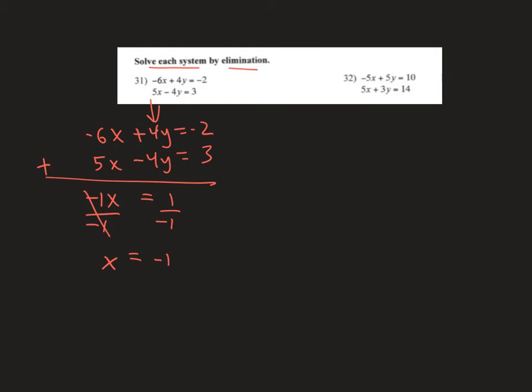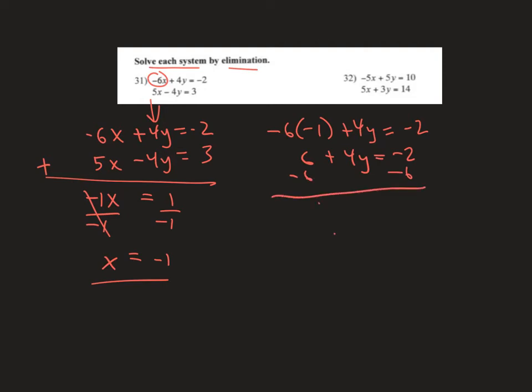Now we need to take that value of negative 1 and solve for y. So what I do is I put negative 1 in for x in my first equation, just because I chose the first equation. I could use either one. Negative 6 times negative 1 is positive 6 plus 4y equals negative 2. Subtract 6 from both sides because I'm trying to isolate y, and I'm going to get 4y equals negative 8. Divide by 4 on both sides, and I get y is equal to negative 2. So the solution to my system is negative 1 comma negative 2.